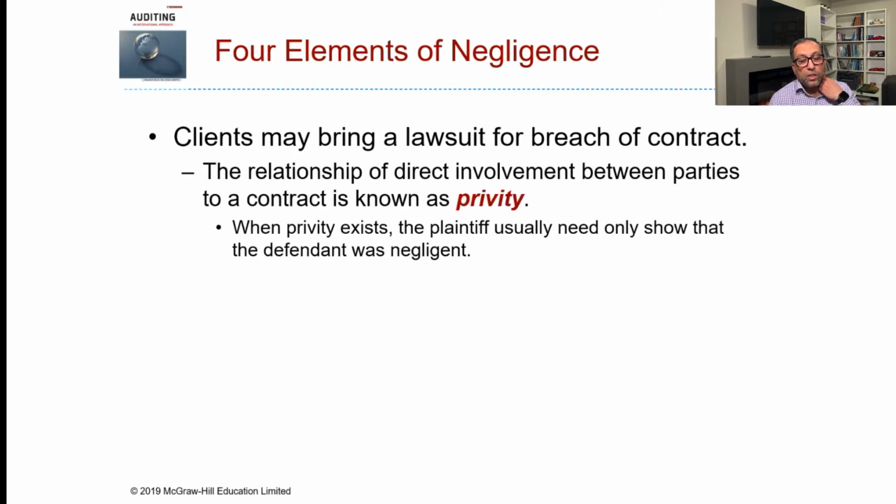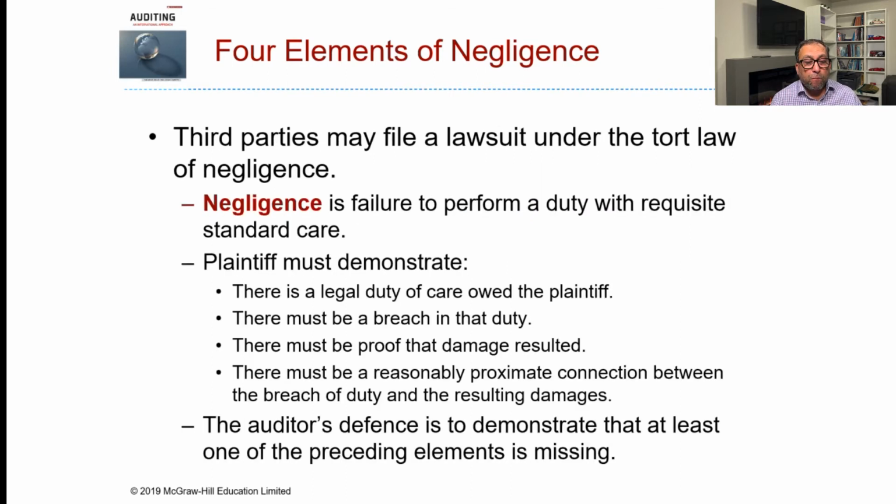Four elements of negligence. A client may bring a lawsuit for a breach of contract. The relationship of direct involvement between parties to a contract is known as privity. When privity exists, the plaintiff usually need only show that the defendant was negligent. Third parties may file a lawsuit under the tort law of negligence, and negligence is a failure to perform a duty with requisite standards of care.